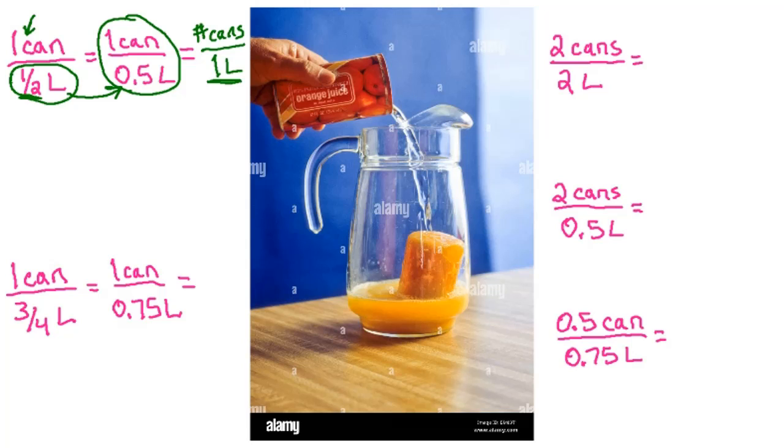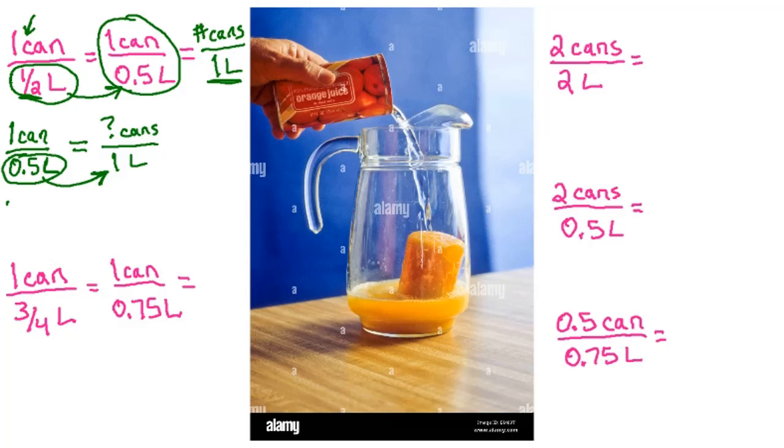So what we do is if we have 1 can in 0.5 liters, we need to get this to however many cans is in 1 liter, and that's going to be your molarity. So in order to get the 0.5 liters and turn that into 1 liter, we can divide by 0.5. We can divide by the number of liters we actually do have.